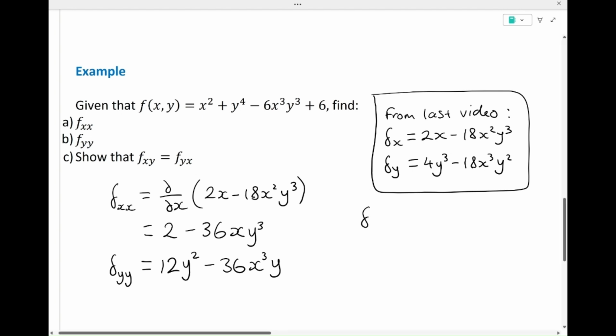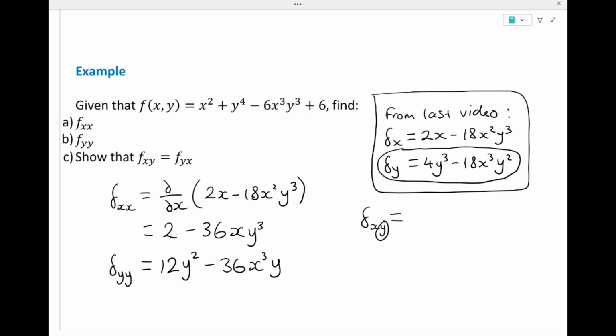We need to show that they're equal. So we'll do fxy. This means the partial y derivative is first. We got that answer here, and then we're going to partially differentiate that with respect to x. If we've got 4y cubed, and we're partially differentiating with respect to x, well, y is a constant. So this is a constant term, so this is going to become 0. I will just write it in for reference.